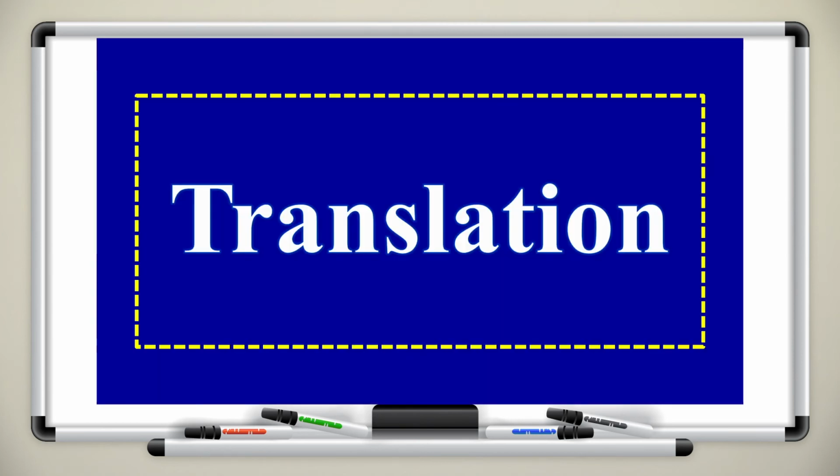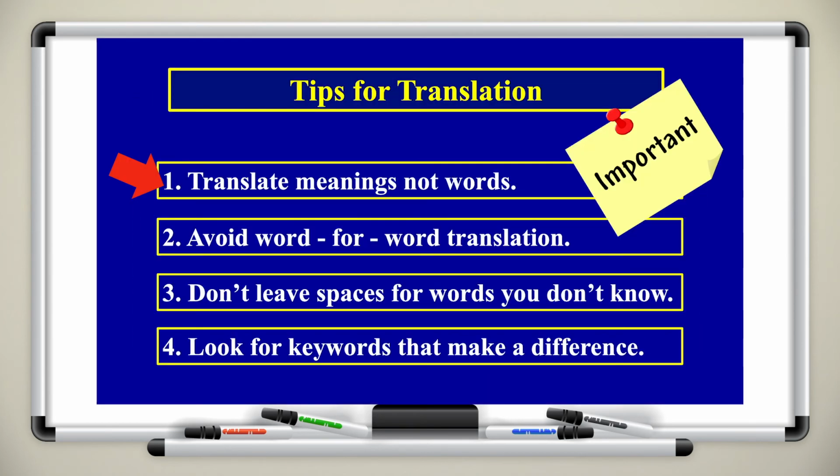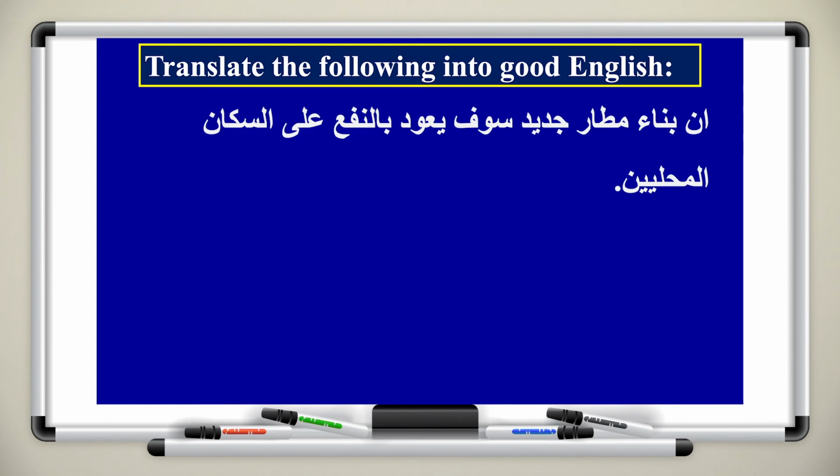Now let's go ahead to our translation. Here are some tips. First of all, translate meanings, not words. Number 2, avoid word-for-word translation. I'll explain why this is an important tip in a few minutes. Number 3, don't leave spaces for words you don't know. Number 4, look for keywords that make a difference. Now, translate the following into good English.